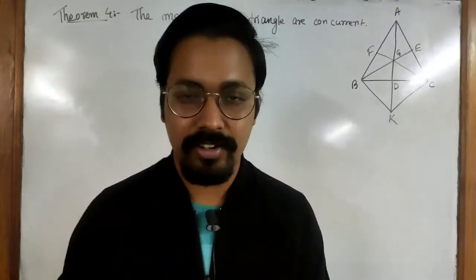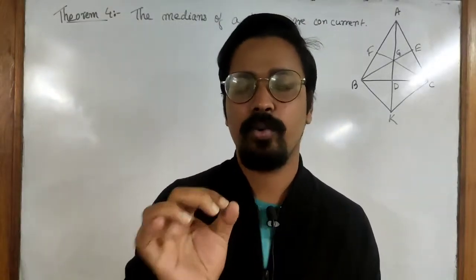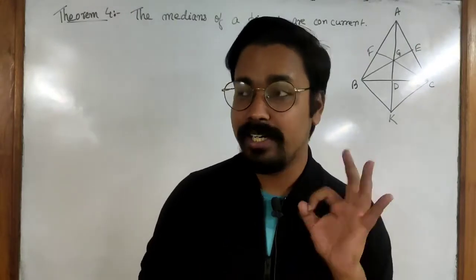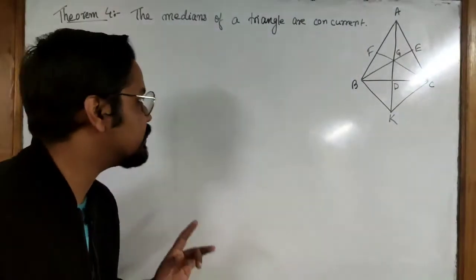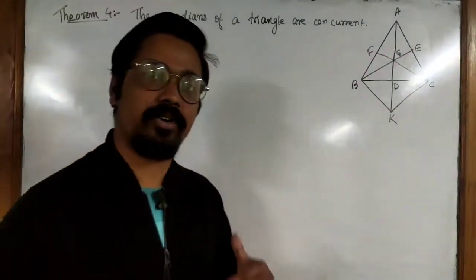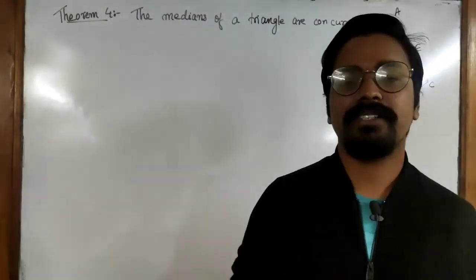Hello everyone, welcome to another video of class 9 advanced mathematics, and today we are going to continue with chapter 7. So we are done up to theorem 3. Today we are going to continue with theorem 4, and what theorem 4 says is that the medians of a triangle are concurrent. Now concurrent means they meet at the same point.